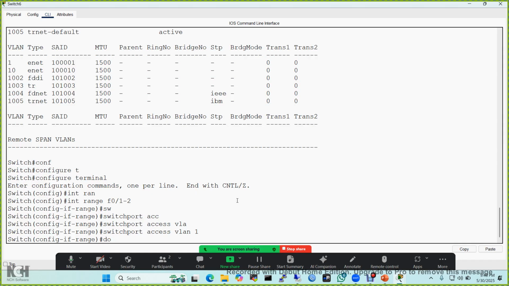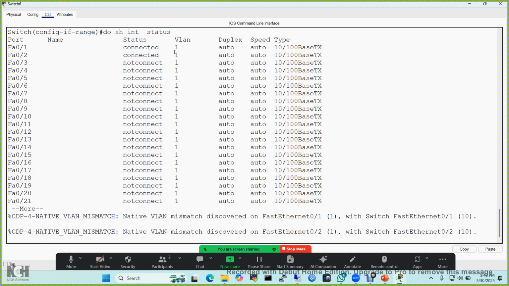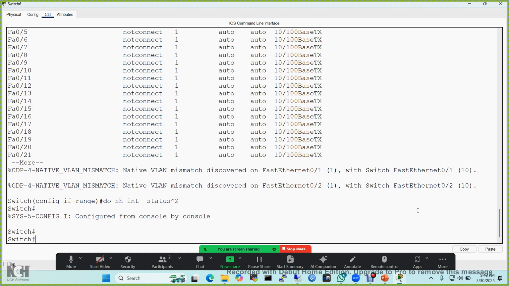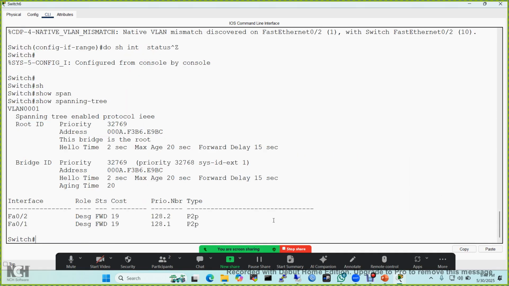Now I will check. What is the command for checking the switch port interfaces? Do show interface status. Here you can check now the VLAN has been 1, isn't it? It was 10 before. Okay, if I press Ctrl Z, now if I check my show spanning tree, it will show me the priority number: 32768 plus 1. 1 is the VLAN number, okay? That's why one has been added to 32768. It is now 32769.